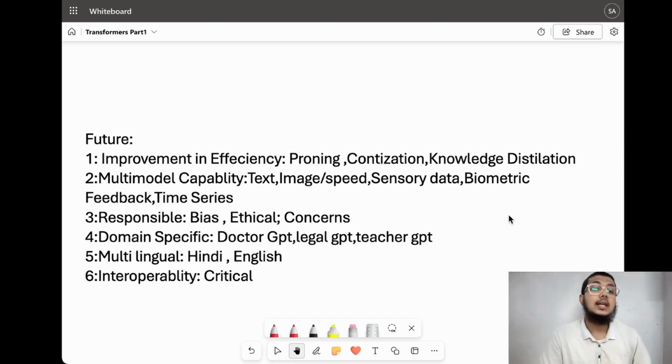Okay, after this, another thing on which a lot of focus is being given is to improve the multi-modal capabilities of transformers. Till this point, text was the most prominent modality, but now a lot of work has started happening on images and speech as well. Apart from this, a lot of work is going on sensory data: transformers are also being prepared for biometric feedback.